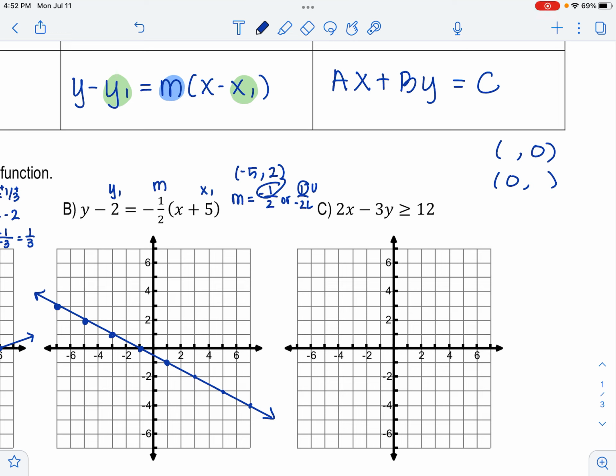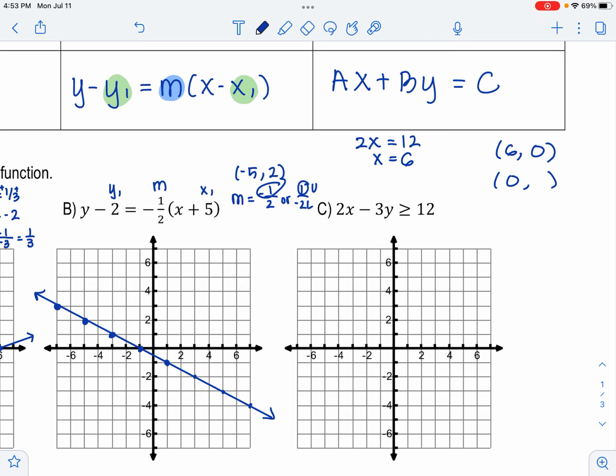So let's plug in 0 for y. If I plug in a 0 here, it's like this is gone, right? So really what you're looking at is 2x, and remember, we're pretending it says equal for now, 12. Solve that, you get x = 6. So we know that x is 6 when y is 0.